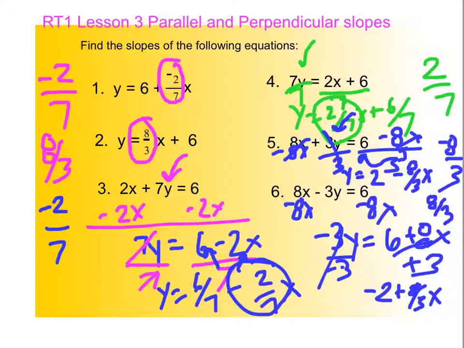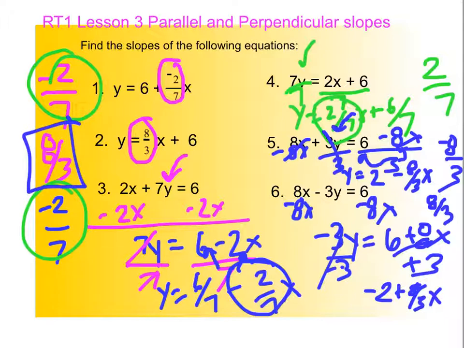If I circle some of the parallel lines here, I end up with negative 2/7 in problem number 1 and problem number 3, so those are parallel to each other. I end up with positive 8/3 in number 2 and positive 8/3 in number 6, so those two are parallel to each other.